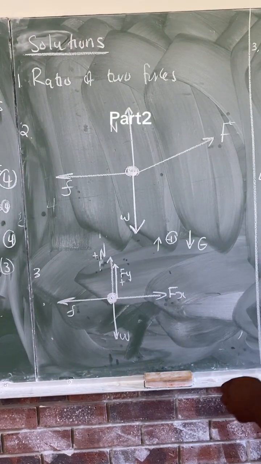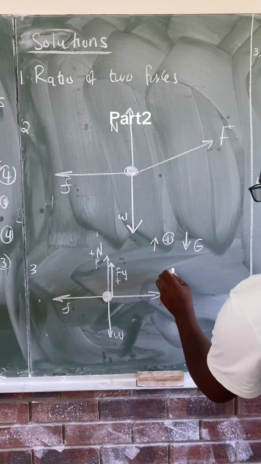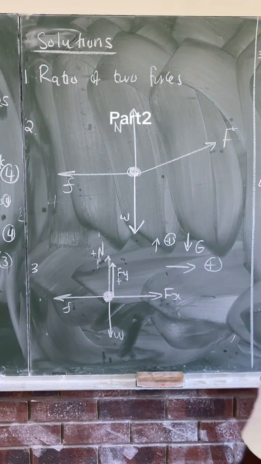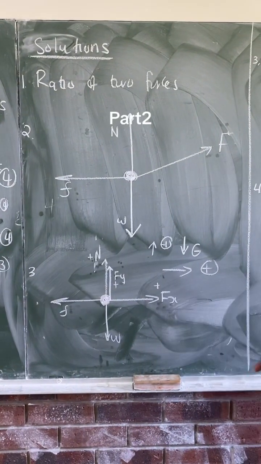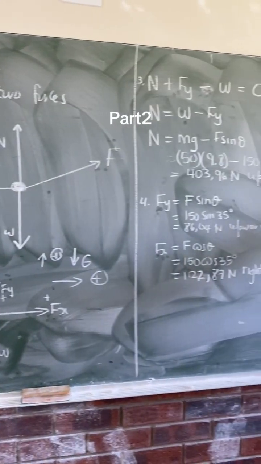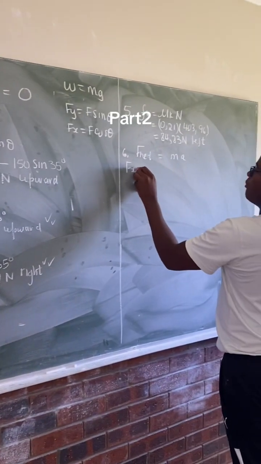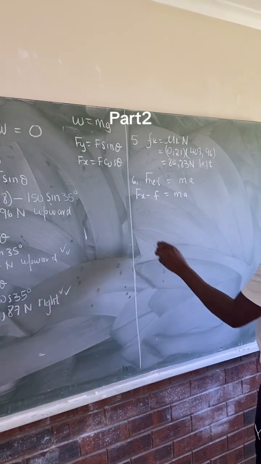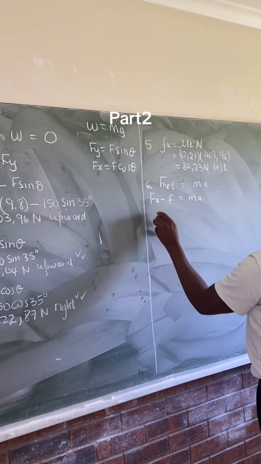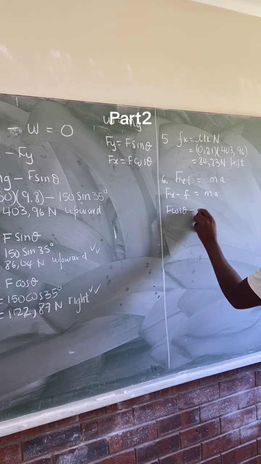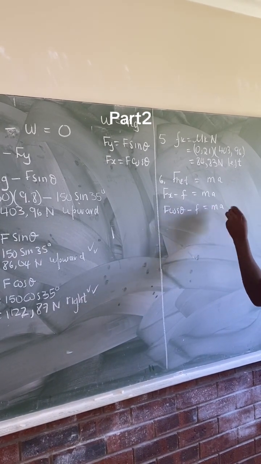Now we need to choose the direction as well. You will expect the system to move to the right. So I will choose right to be positive. It means my Fx will be positive, while my friction will be negative. So I'm going to say Fx minus friction is equal to ma. Now Fx is F cos theta, minus friction is equal to ma.